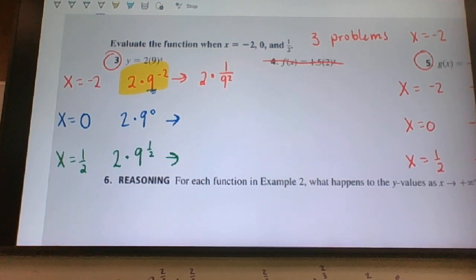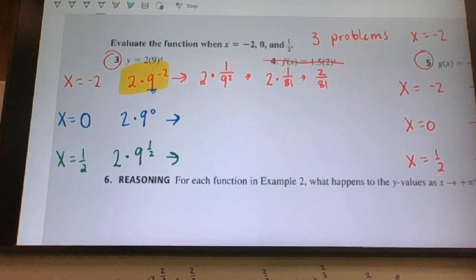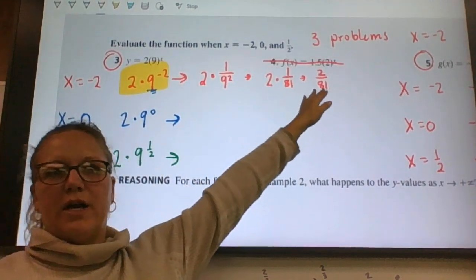Hey, aren't negative exponents just fractions? So isn't this just 2 times 1/9 squared? Okay, so this is 2 times 1/81. So this is 2/81. I'm not going to write that decimal down. I don't even know what it is. I love the fraction. Tiny little baby fraction. Love it.